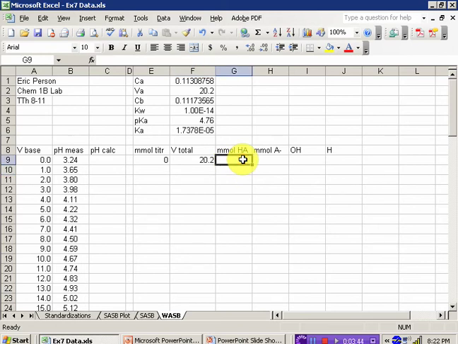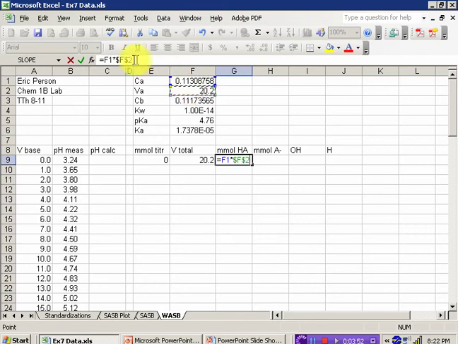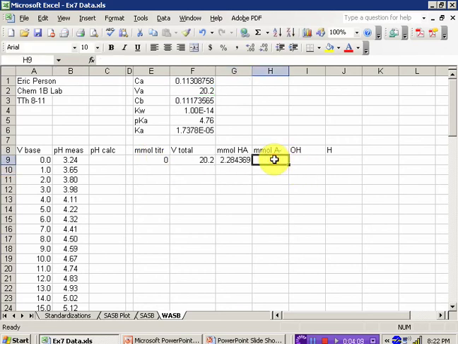The millimoles of the weak acid is equal to the millimoles I added, which is the concentration times the volume. Both of those as absolute cell references. But the next step in my ICE table is that change. And that change is consumption by the volume or the amount of titrant I've added. So there's my minus X. Okay. Likewise, in that ICE table, the millimoles of A is that change. It's that amount of titrant that I've added that's converted it to A.